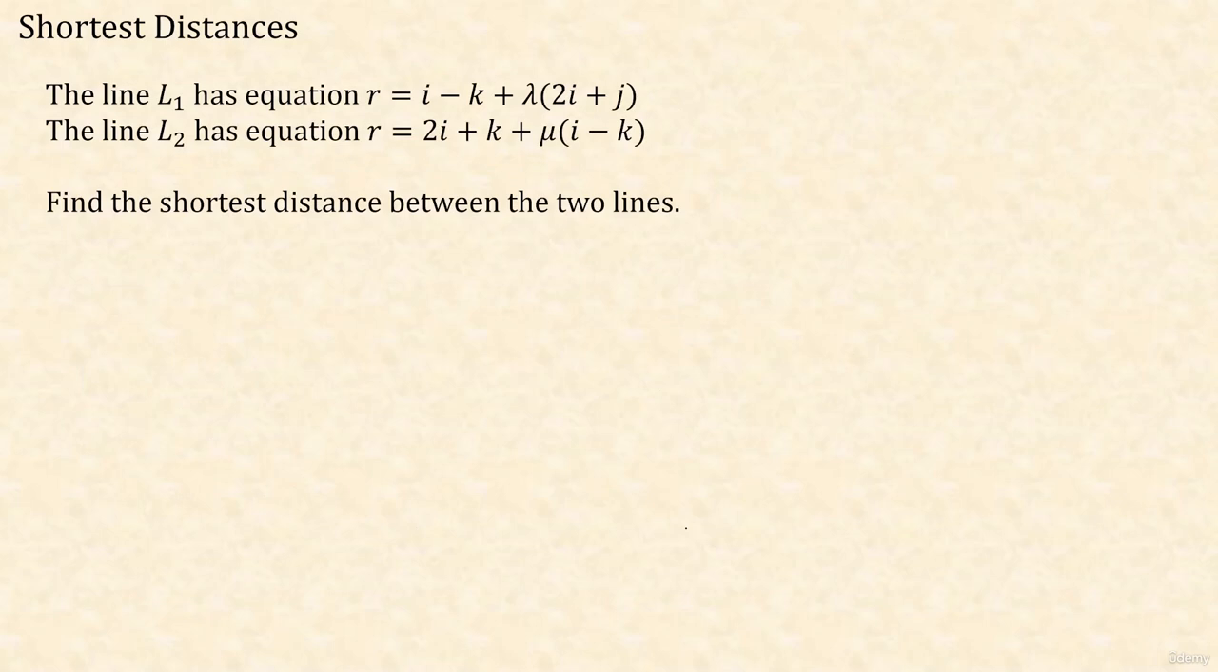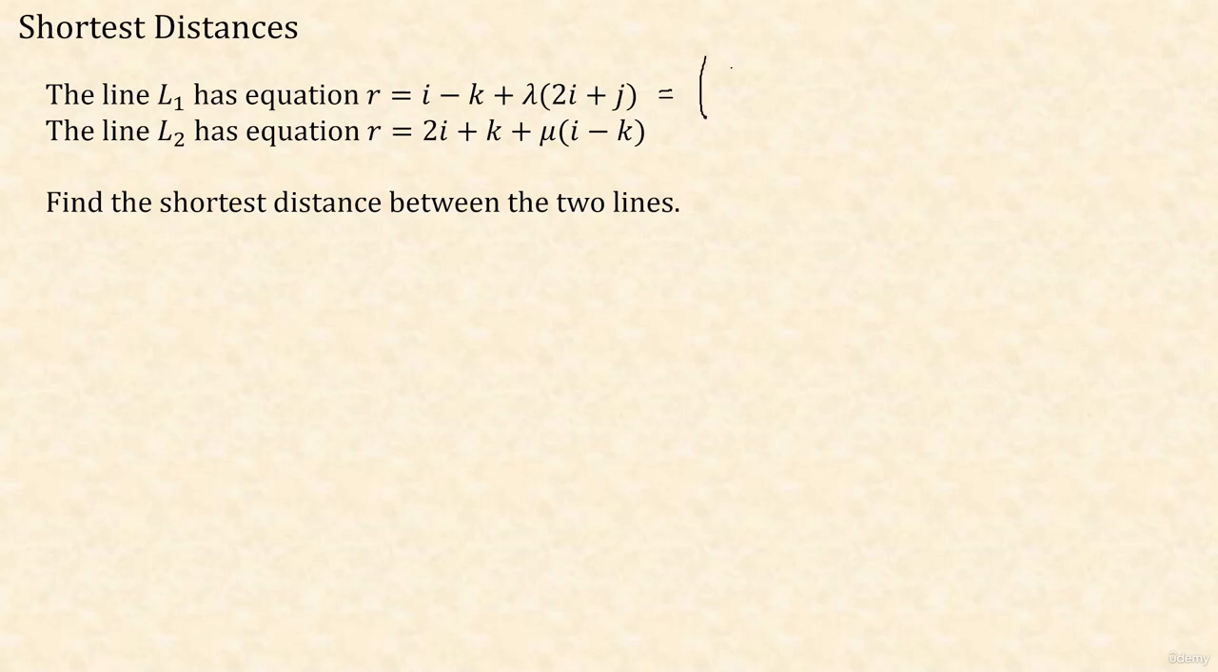Finally, this question here. This is the hardest style, I suppose. The line L1 has equation r equals i minus k plus lambda times 2i plus j. And the line L2 has equation r is 2i plus k plus mu times i minus k. I'm just going to convert both of these into column form. It'll just make it a little bit easier, I think, to see what's going on.